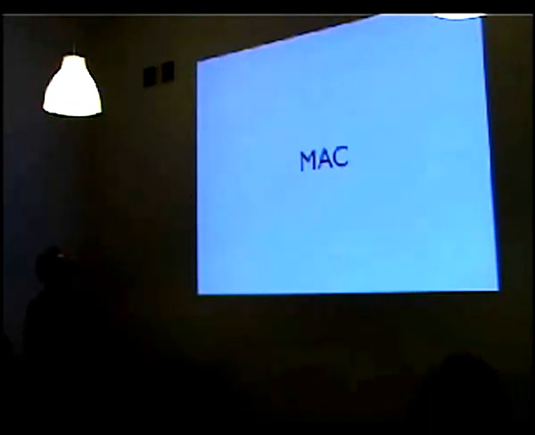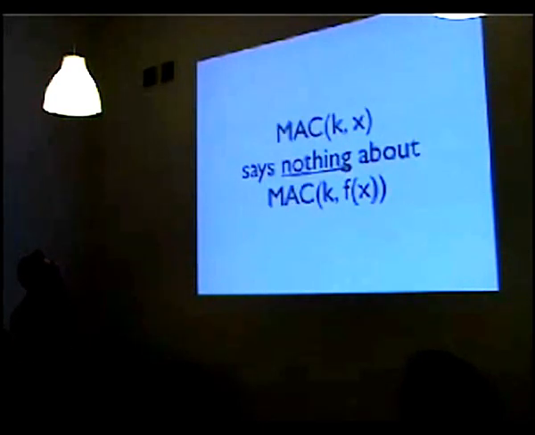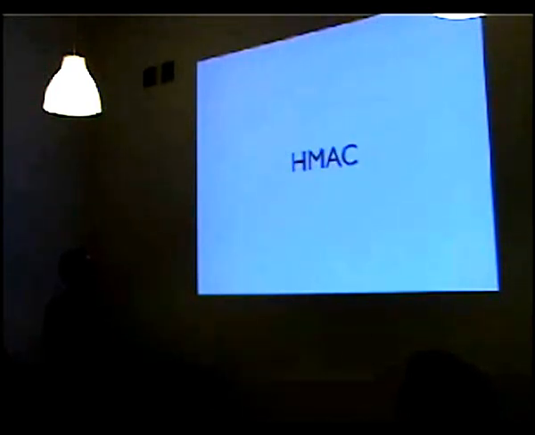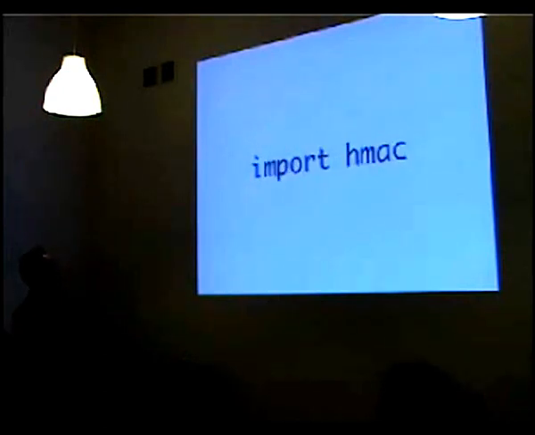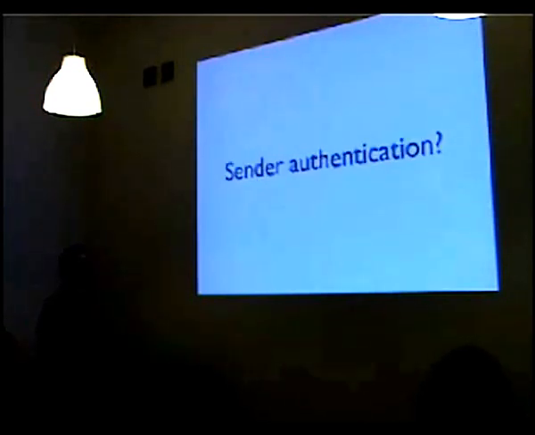Next thing I want to talk about is message authentication codes, or MACs. Now, remember I said a hash value of X can be used to compute a hash value of a related thing to X. But if you know a MAC value, that says absolutely nothing about any other related thing. The thing you should use for that is HMAC, which is a construction based on hashes, and it takes a key, a symmetric key, a hash function, and a message. This is in the Python standard library, so you have no excuse not to use it. Just import hmac.